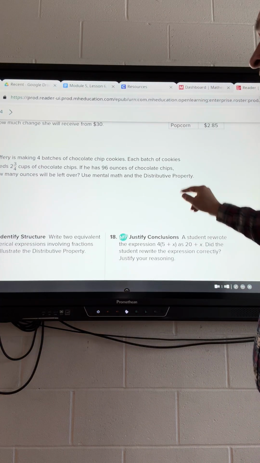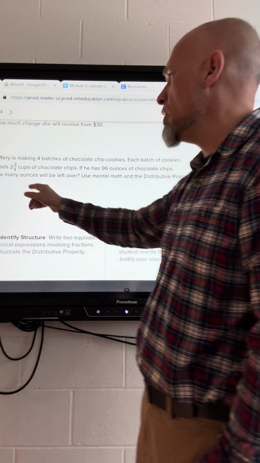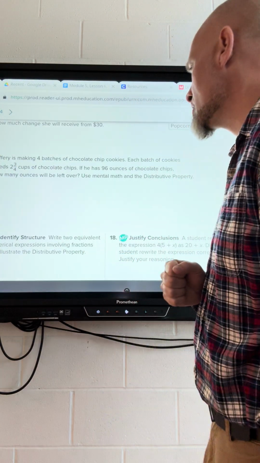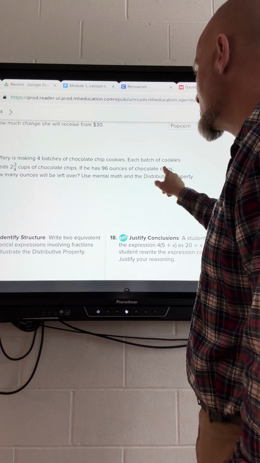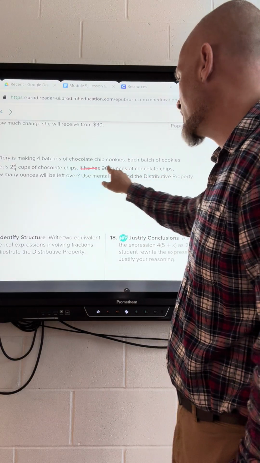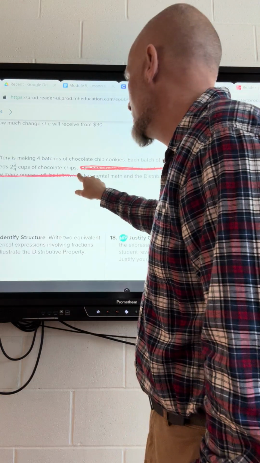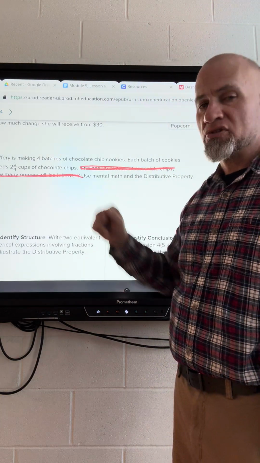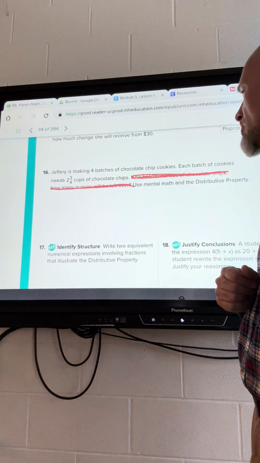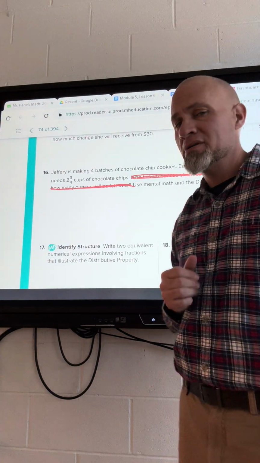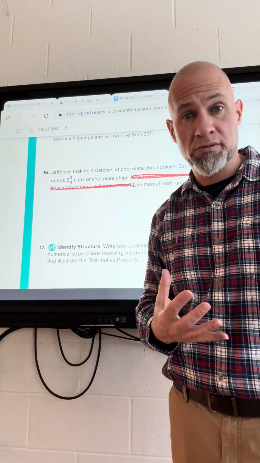Okay, Jeffrey is making 4 batches of chocolate chip cookies. Each batch of cookies needs 2 3/4 cups of chocolate chips. So just for a second, if he has 96 ounces of chocolate chips, how many ounces will be left over? Let's for a second get rid of this, just for a minute. Okay? He's making 4 batches of chocolate chip cookies. It says he needs 2 3/4 cups of chocolate chips for each batch. So really you want to think of how many chocolate chips it will take in all, right?